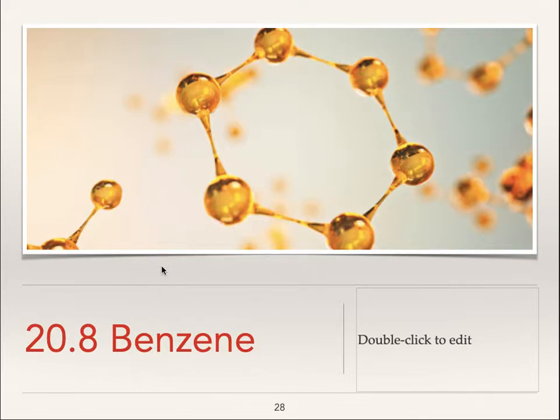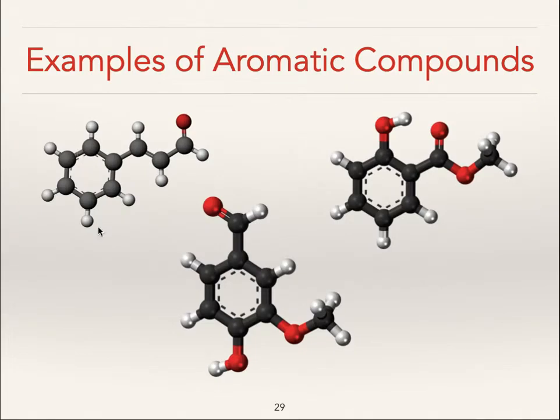Up to this point, you've learned about straight chain alkanes, branch chain alkanes. You've even learned a little bit about alkenes and alkynes. But benzene is entirely different. Let's take a look at why.